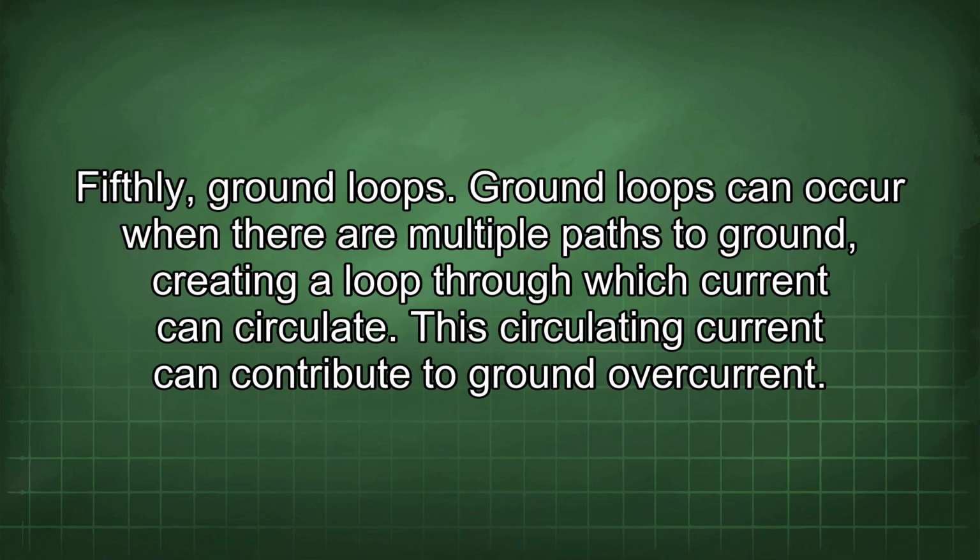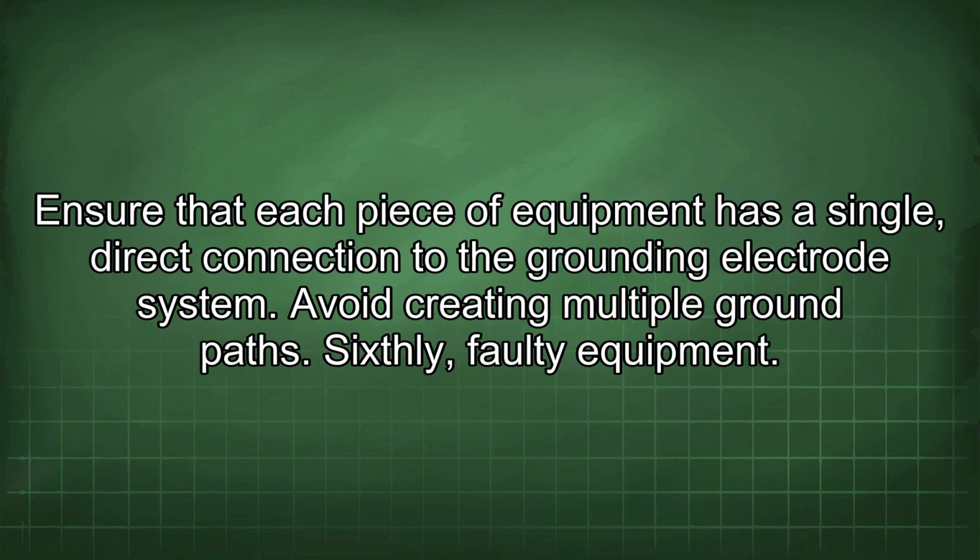Fifthly, ground loops. Ground loops can occur when there are multiple paths to ground, creating a loop through which current can circulate. This circulating current can contribute to ground overcurrent. Ensure that each piece of equipment has a single, direct connection to the grounding electrode system. Avoid creating multiple ground paths.